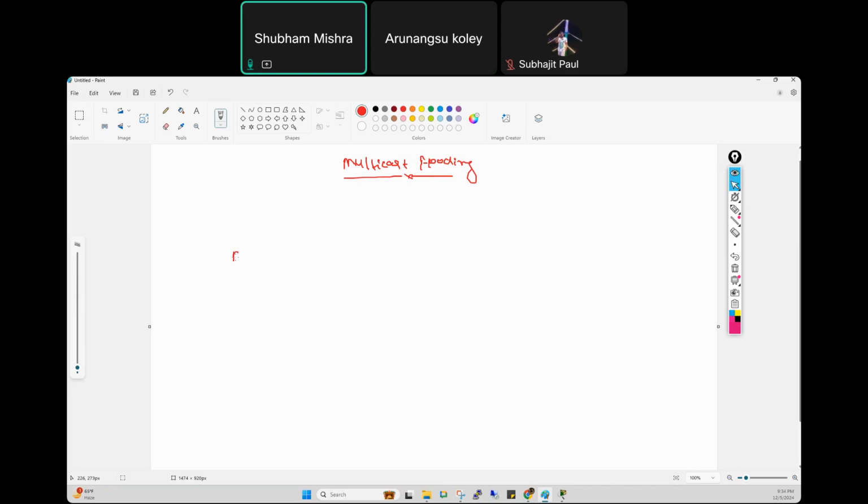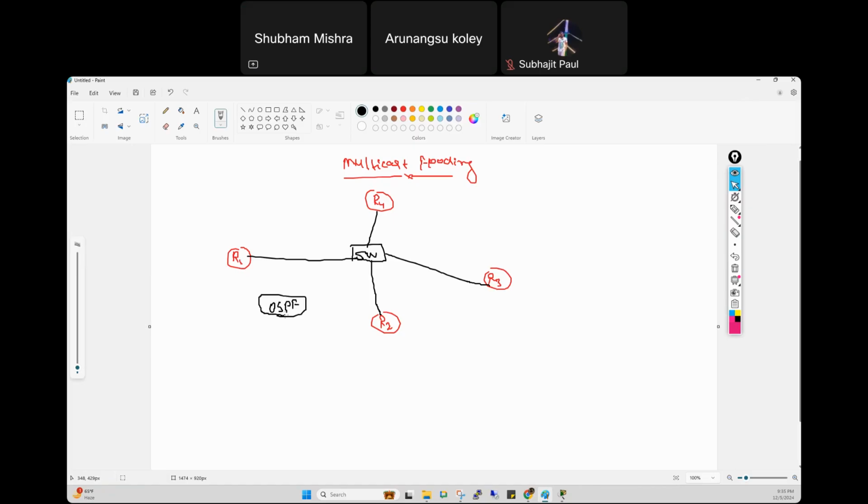For example, I have router one, router two, router three, router four. I have a total of four routers. Okay. For example, I have a switch, and with this switch all the routers are connected like this. For example, on every router we are using a routing protocol. For example, OSPF we are using.